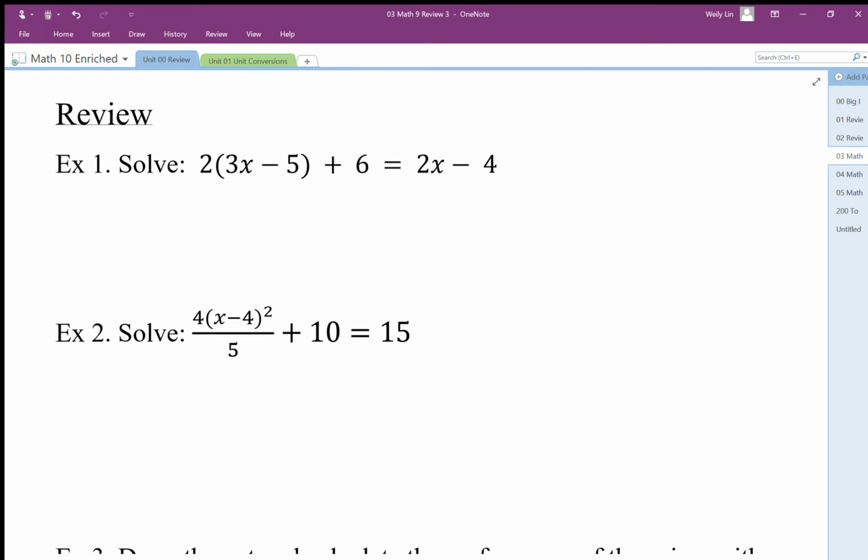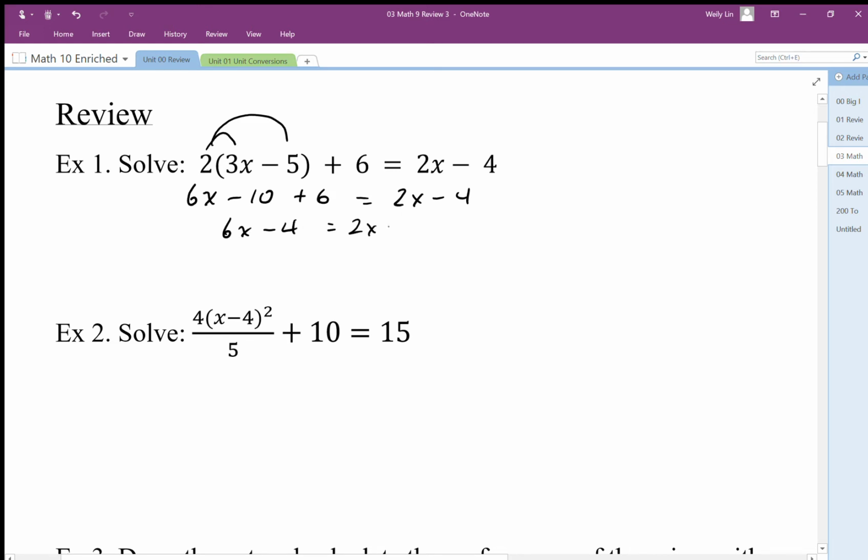Okay, so this one here, to solve this, we're going to expand out the brackets because we want to see what all the different pieces that we're dealing with are. So we end up with 6x minus 10 plus 6 equals 2x minus 4. Combine our like terms, and we end up with this expression.